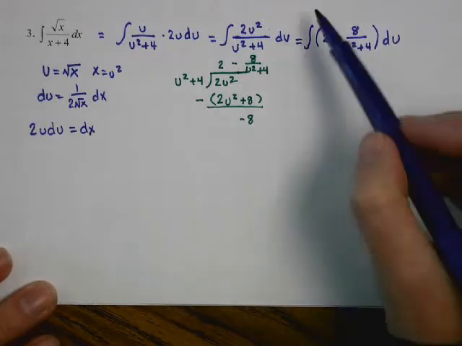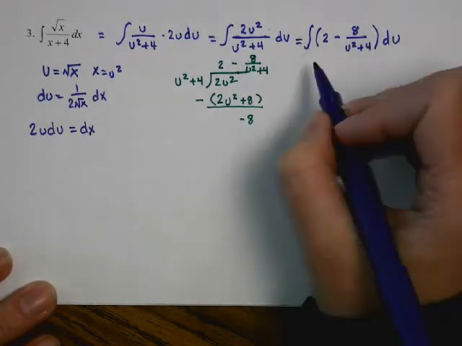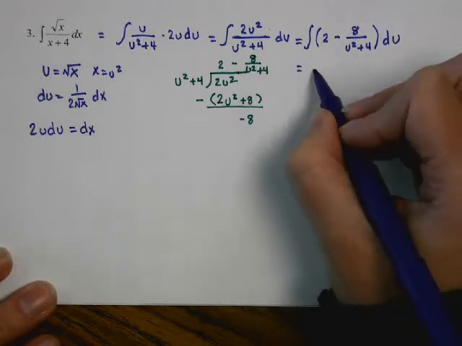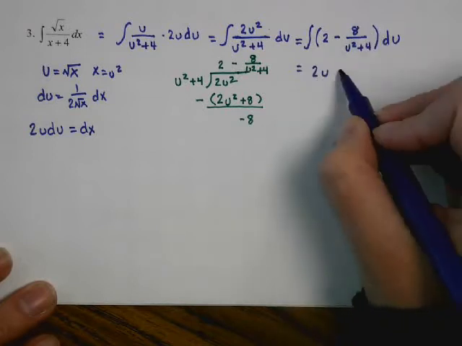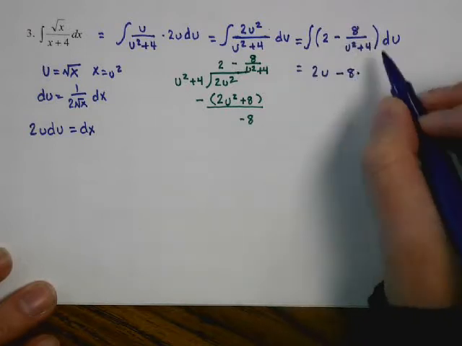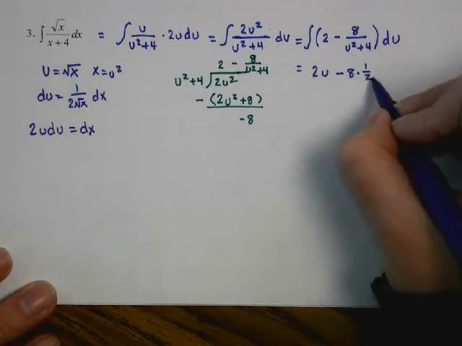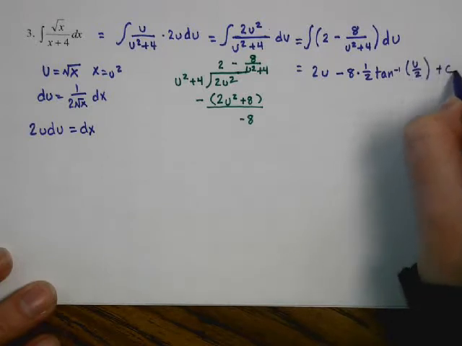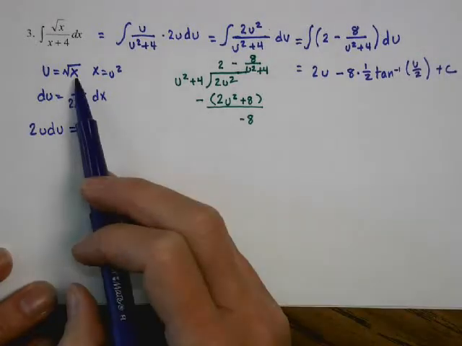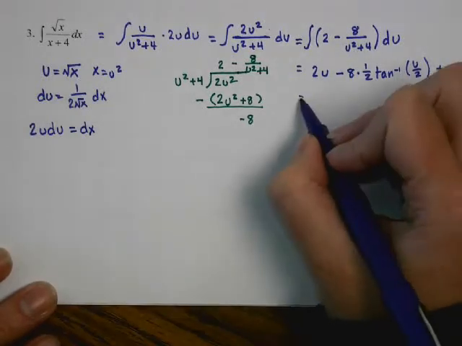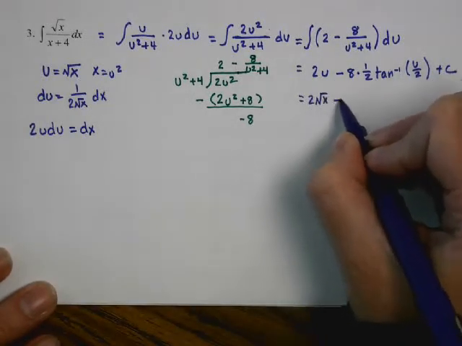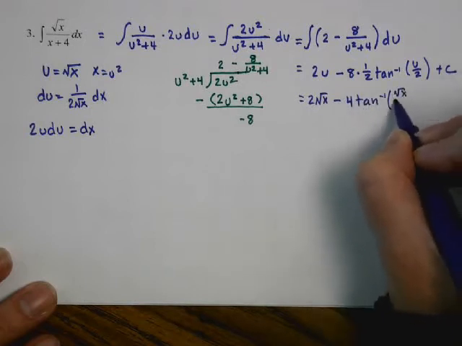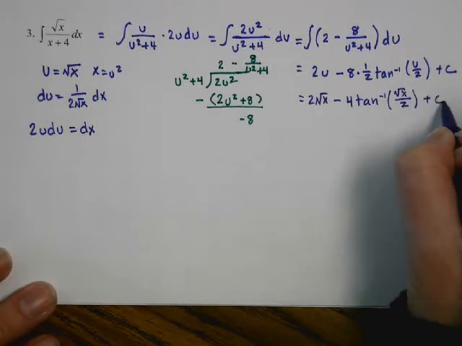Okay, now we can do this integral because I can integrate this and I can integrate this. So the integral of u is going to be 2u minus 8 times, this again is tangent inverse, so 1/2 tangent inverse u over 2. Then we'll go back and do our substitution with the square root of x. So we have 2 root x minus 4 tangent inverse root x over 2 plus c.